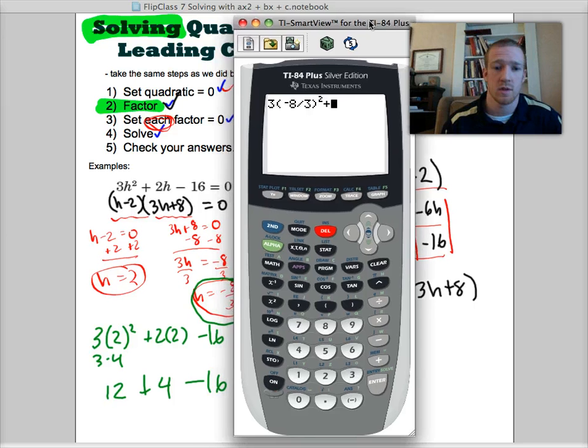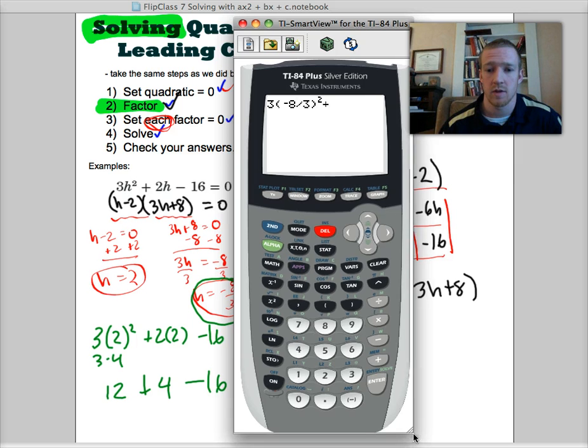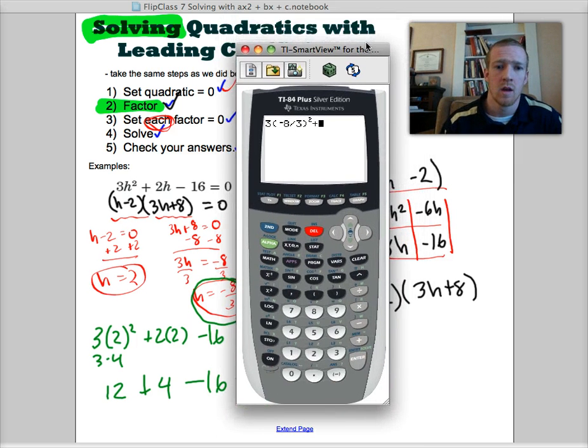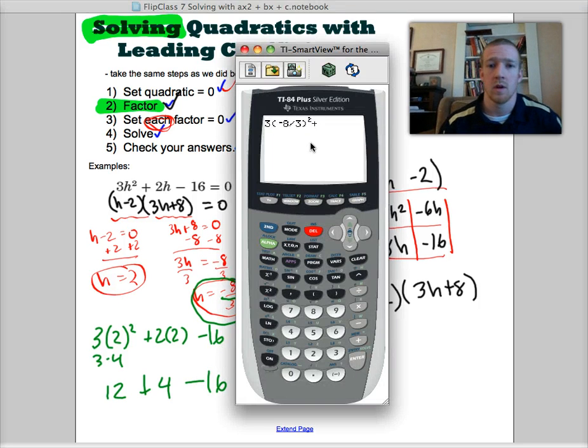Where can I put this so it's not in the way? What you do is you plug in negative 8/3 as a fraction or as a division everywhere in your function. So if you have 3 times negative 8/3, this is our h that we're plugging in, squared. It's 3 times parentheses. Always put parentheses around your fractions to keep the order of operations right. So 3 times negative 8/3, squared.